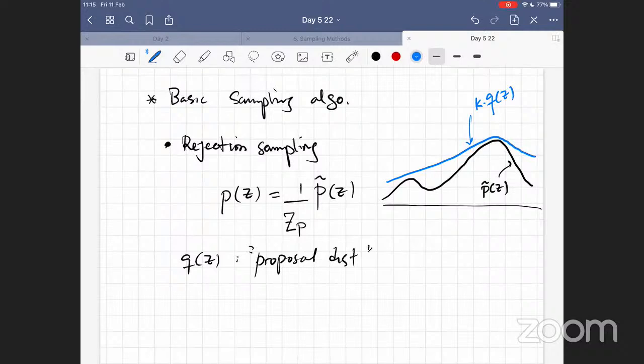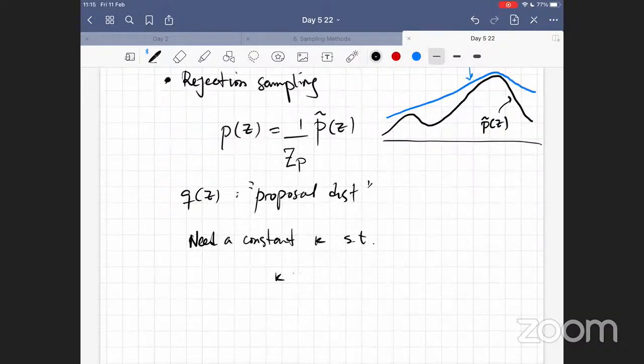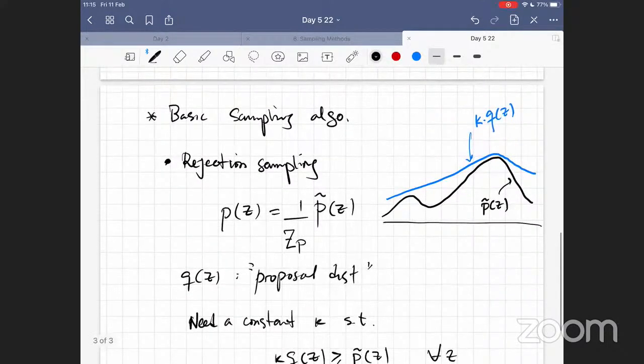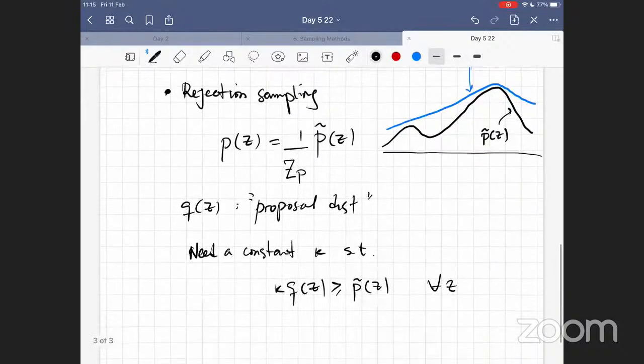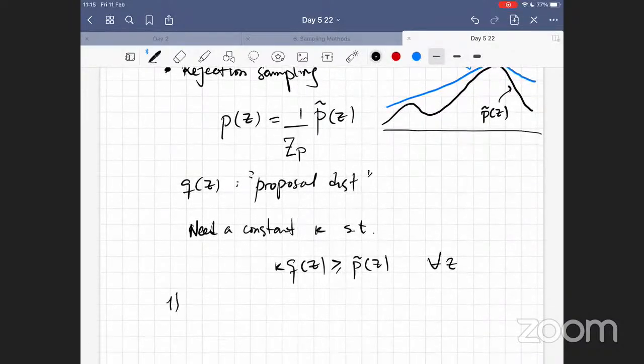Okay, so I need a constant K such that K times this proposal distribution is always larger or equal than the distribution we wanted to sample, for all Z. That's why it is covering the distribution. And then the algorithm is simple.